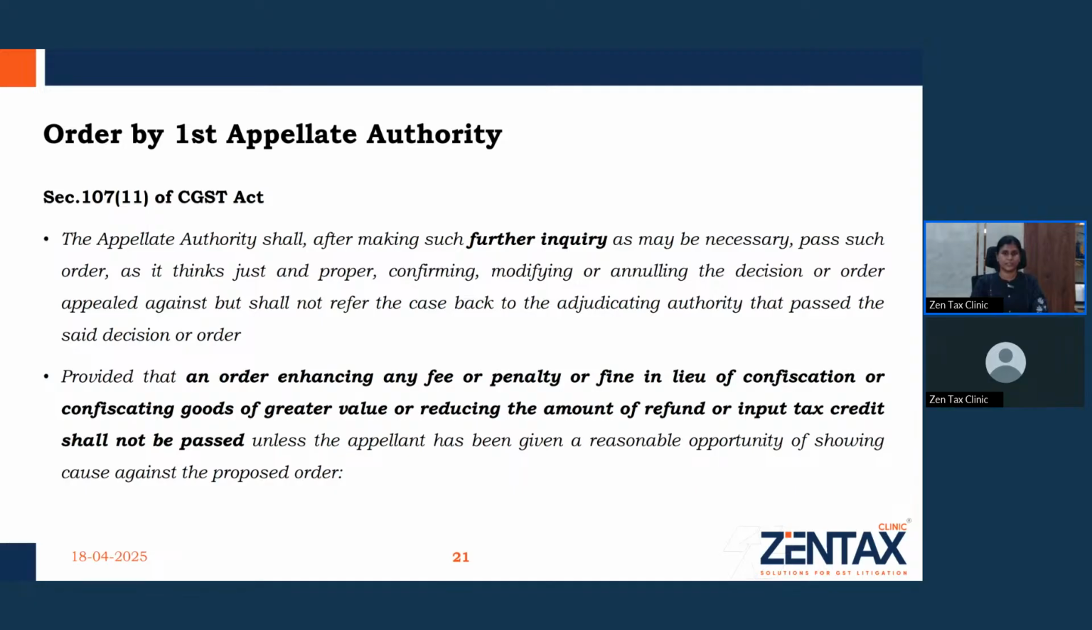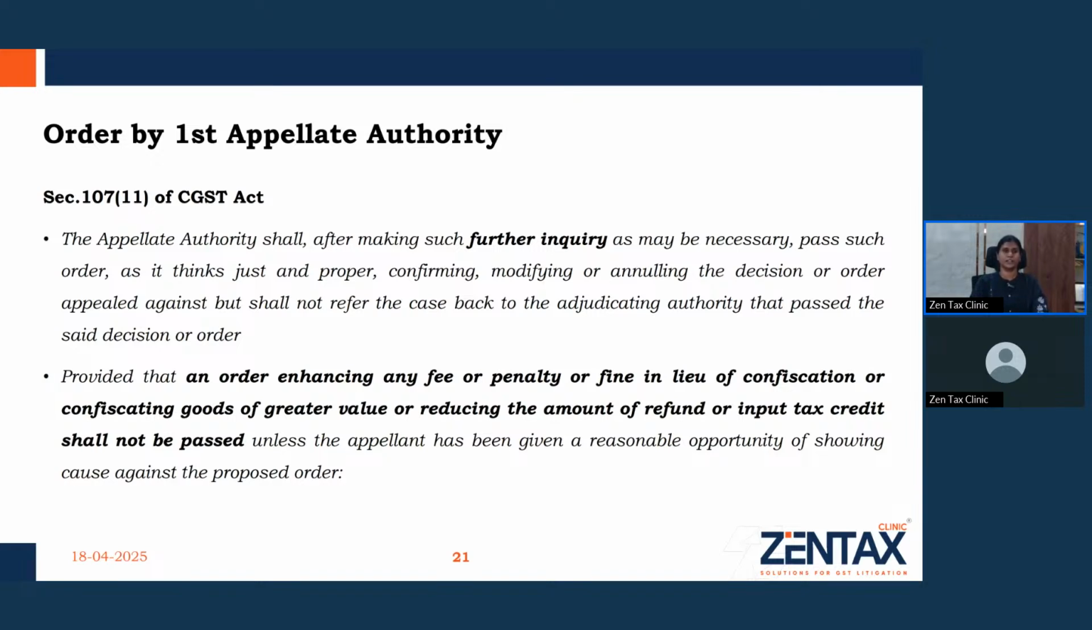Once we file the appeal, the order will be passed by the first appellate authority. This order can be a demand order, or the officer may accept our claims and may also issue a drop order. So it depends on the facts and circumstances of the case. Section 107 subsection 11 of the CGST Act provides for the order issued by the first appellate authority.